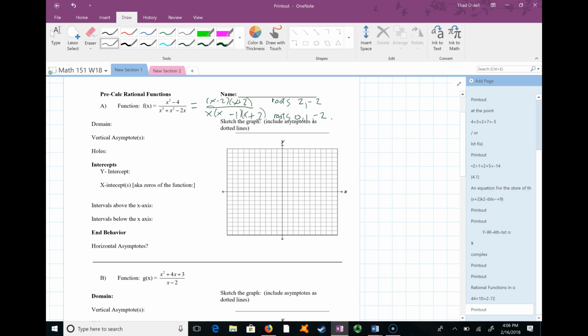And notice that I have some matching roots on top and bottom. Those are going to produce a hole. So the domain would be all real numbers except for x not equal to 0, 1, and negative 2. Those are the three places that I'm dividing by 0. Two of those are vertical asymptotes, so x equals 0 and x equals 1 would be asymptotes. So let me draw that in real quick.